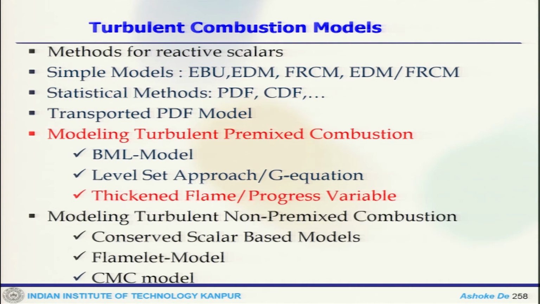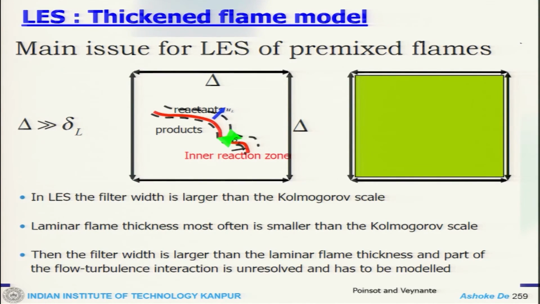So that brings to the other part, which is thickened flame or progress variable kind of situation. Progress variable we have looked at. Now we look at the thickened flame based approach, which is also very much applicable. Now one important point to note here is that this thickened flame kind of approach is only applicable in the premix flame front. So this is not very much applicable in the RANS application.